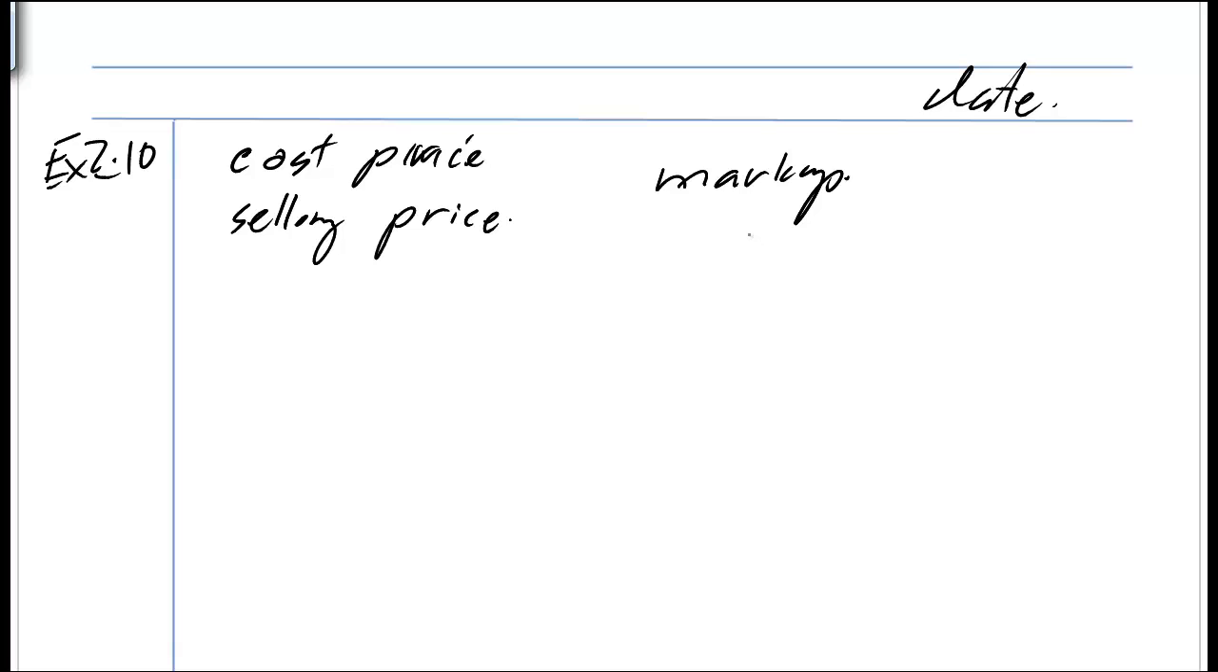Obviously, if you buy something and you sell it for less than you bought it for, so if you bought something for $100 and you sold it for $80, you've made a loss. And that wouldn't be very good. It might be good for the customer, but it's not good for you because you lose money. Now, we're going to do some calculations in this exercise about money and financial applications.